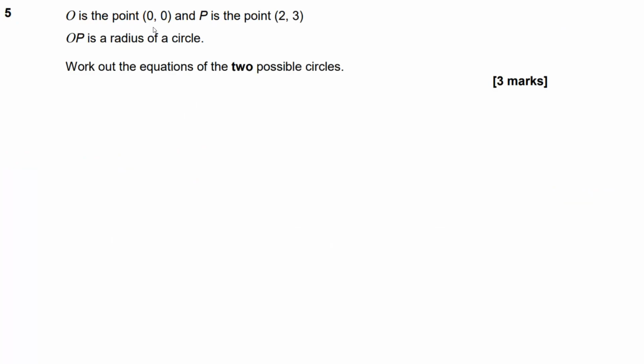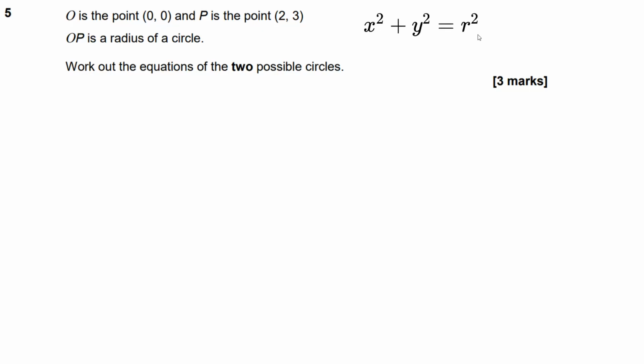Here, O is the point 0, 0, and P is the point 2, 3. OP is the radius of a circle. Work out the equations of two possible circles. So we're not told where these points are on the circle. So whenever you see a question like this, you can assume that either one of them is going to be the centre. So 0, 0 could be the centre, or 2, 3 could be the centre. And we'll just have a look at the first case and we'll do the second one later. So we'll assume that 0, 0 is the centre.